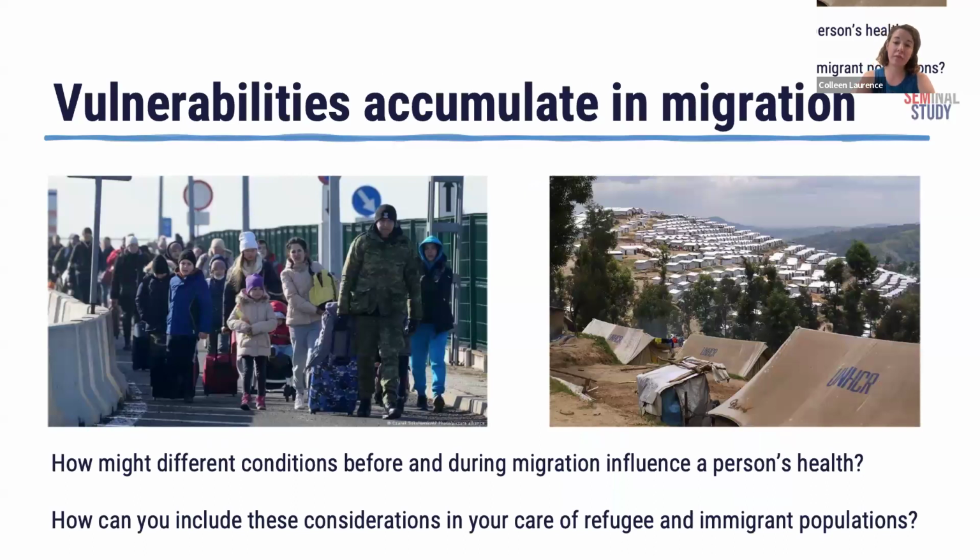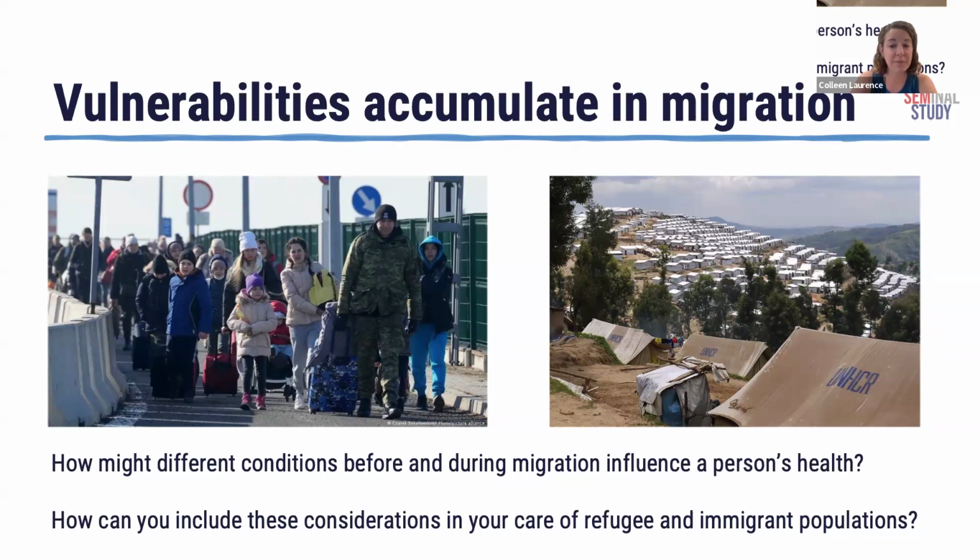Returning to our discussion of health risks and migration, these vulnerabilities can also accumulate during the migration process, from before migrants leave until after they arrive at their destination. Think about how the different factors before and during migration could influence a person's health, and how you might include these considerations in your care of refugee and immigrant populations. For example, the extent to which immigrants are vaccinated, screened, diagnosed, and treated for certain medical conditions can have downstream effects on their health during and after migration.